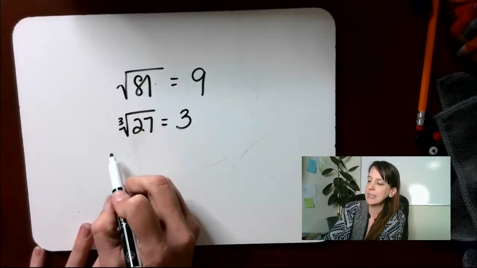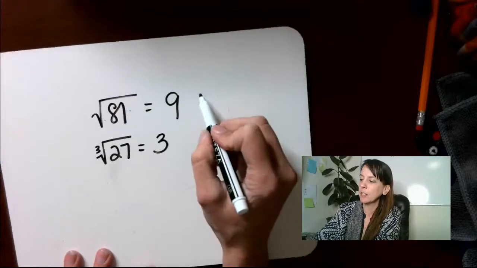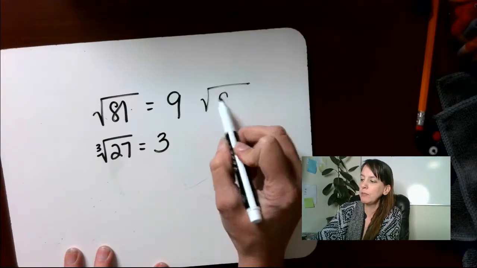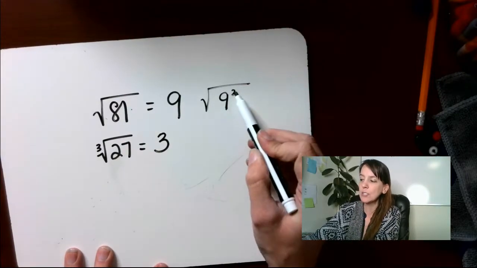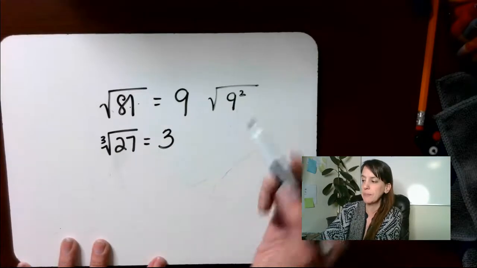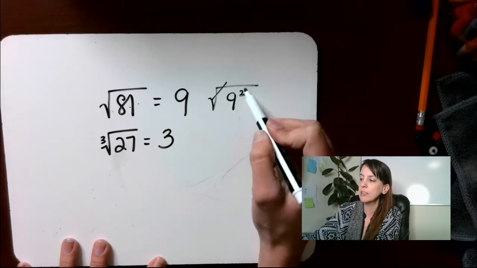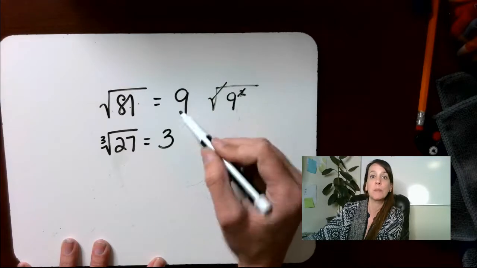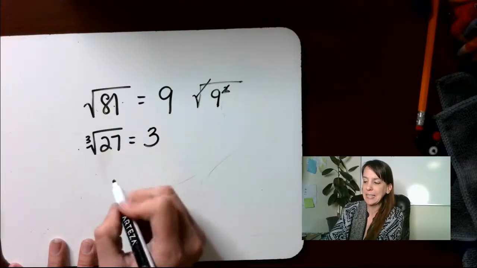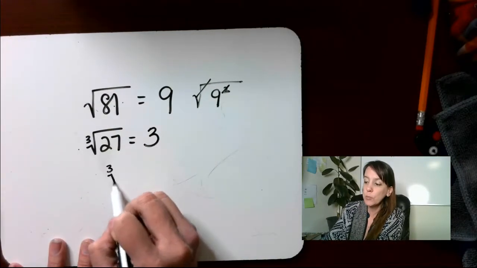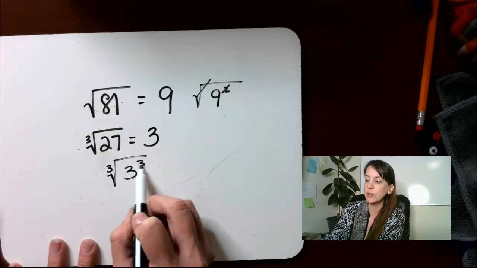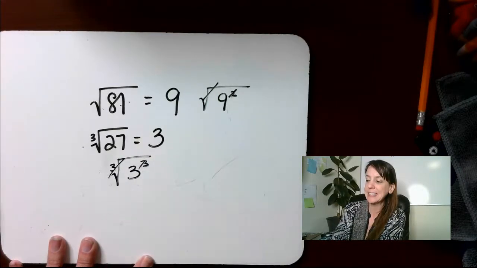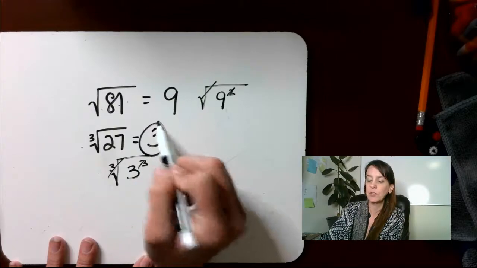Another way of looking at this is, for this one back up here, it's the square root of 9 squared. We know 9 squared gives us 81, right? Well, the square root and the squared cancel each other out, which is why I'm left with 9. For this one here, it's the cube root of 3 to the 3rd power. This cancels out that, and I'm left with 3.